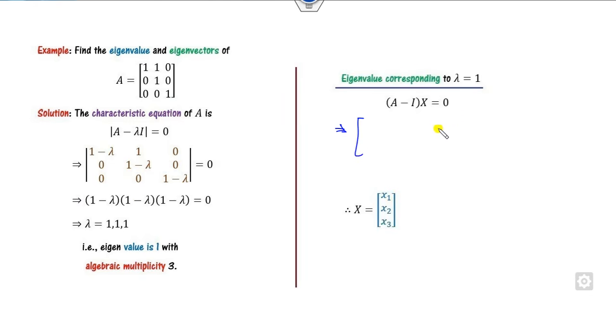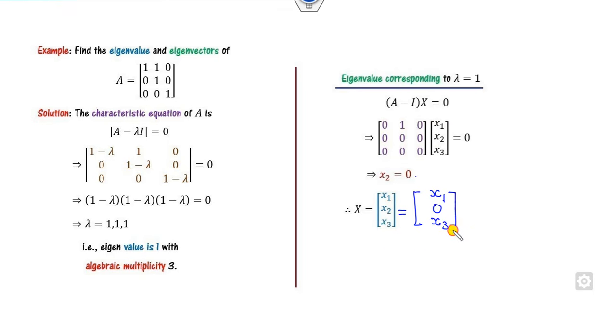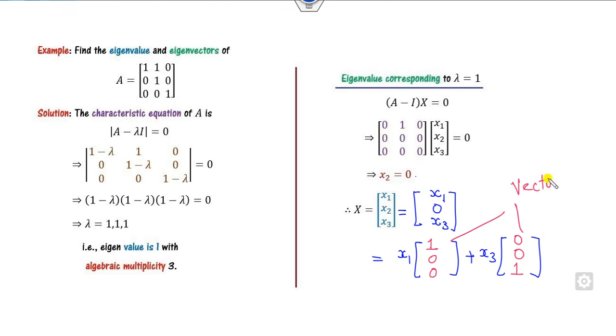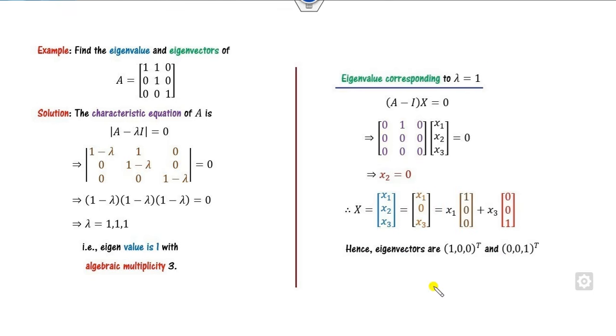So if I substitute lambda equal to 1 here, it is 0 1 0, 0 0 0, and so on. After simplification you will get x2 as 0. I can substitute here x1, which we don't know, x2 is 0, x3 we don't know. Since there are two unknown parameters, one is x1 and the second is x3, I can substitute the value of x1. This is the first vector (1, 0, 0), since there is no x3. For the other, there is no x1, it's 0, and there is x3. So these two are my eigenvectors corresponding to lambda equal to 1.